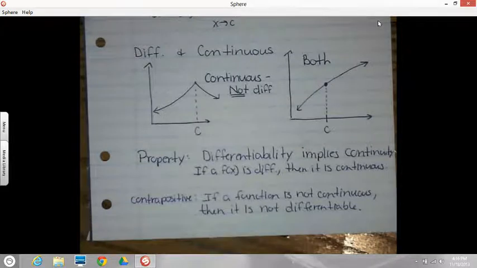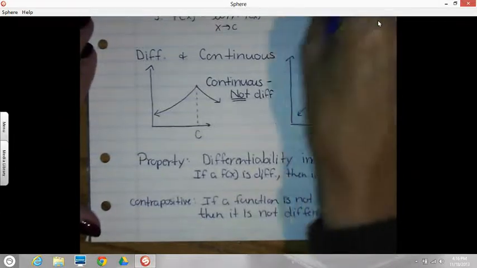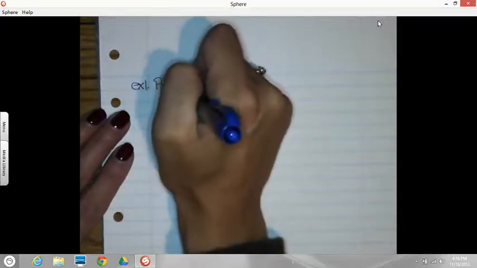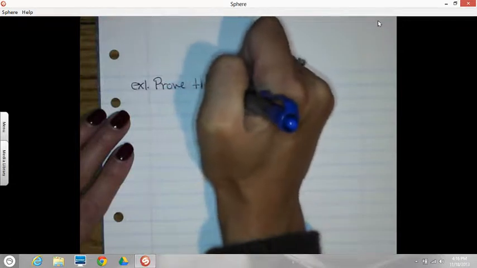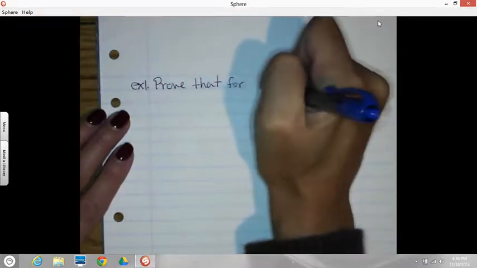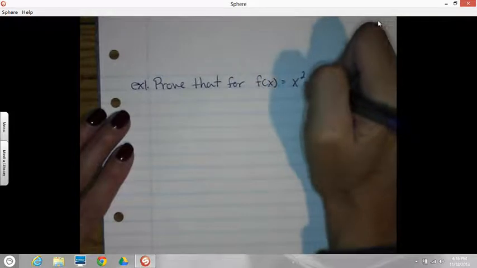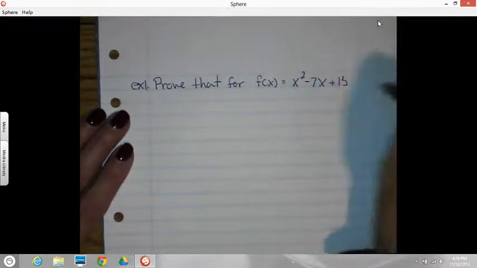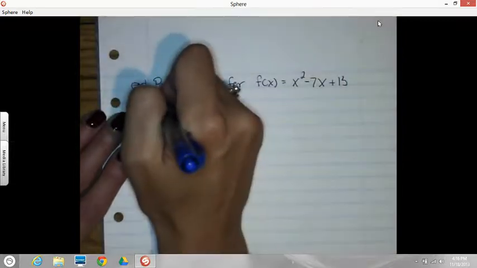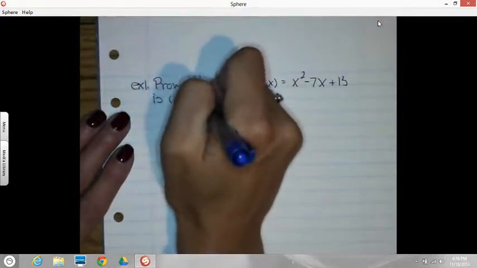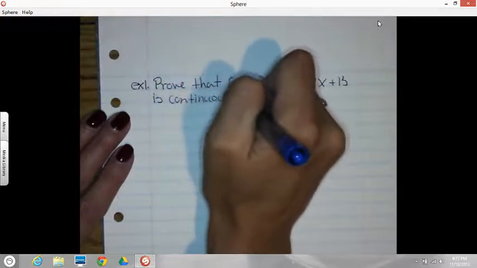So using that property, prove that for f of x, which equals x squared minus 7x plus 13, this function is continuous at x equals 4.